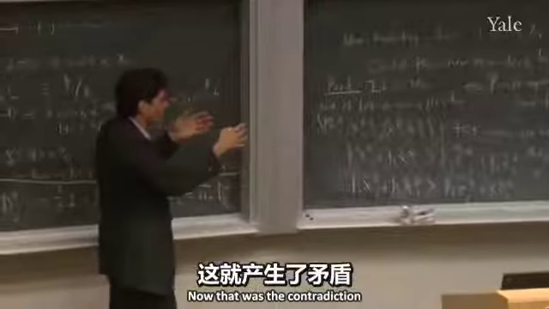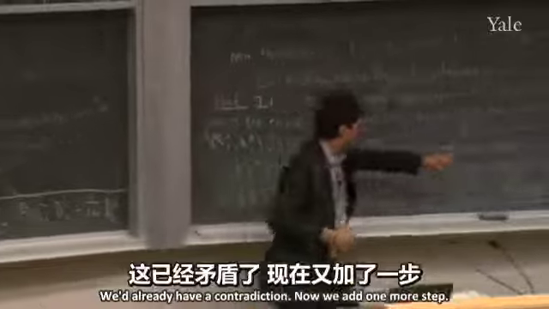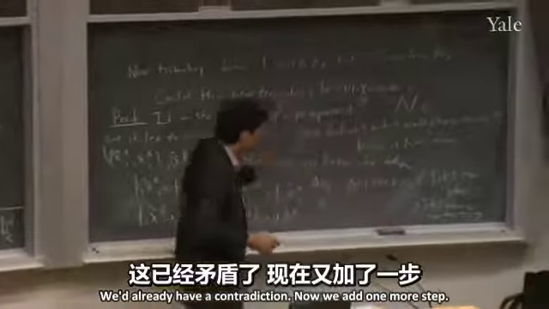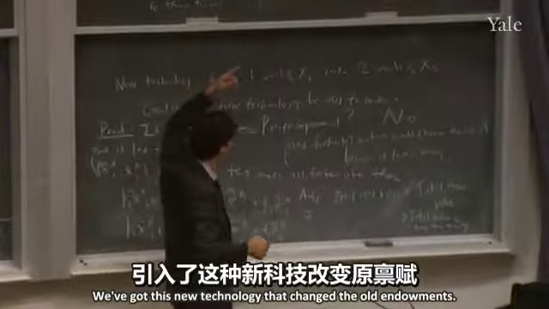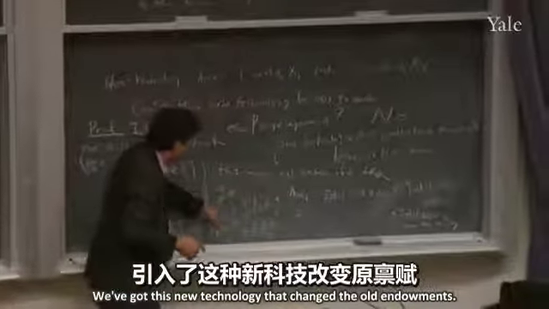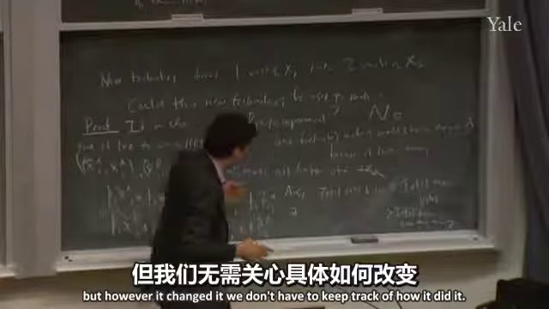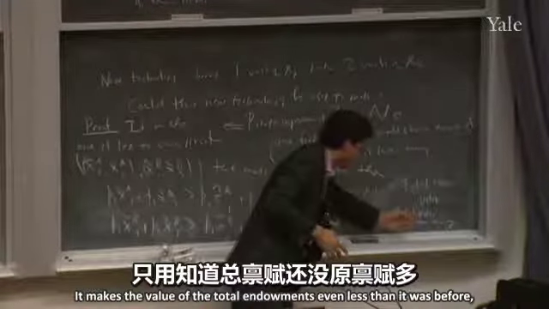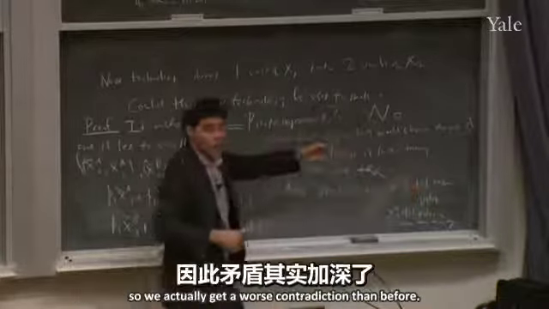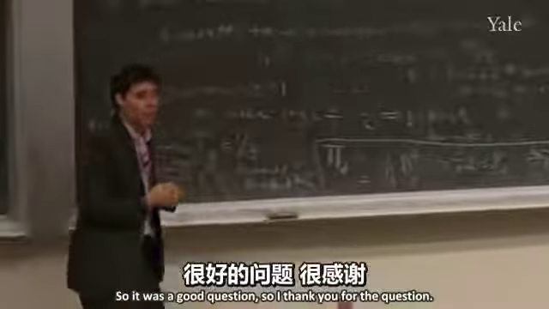Now, that was the contradiction, why at the old endowments without production you couldn't make everybody better off. We'd already have a contradiction. Now we add one more step. We've got this new technology that changed the old endowments. But however it changed it, we don't have to keep track of how it did it. It made the value of the total endowments even less than it was before. So we actually get a worse contradiction than before. So it's a good question. So I thank you for the question.